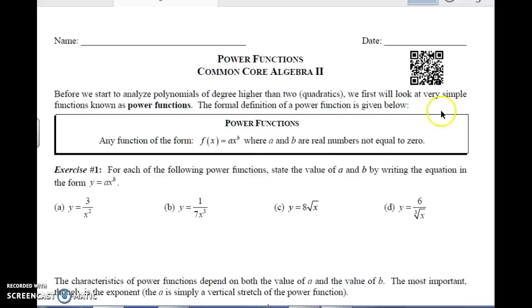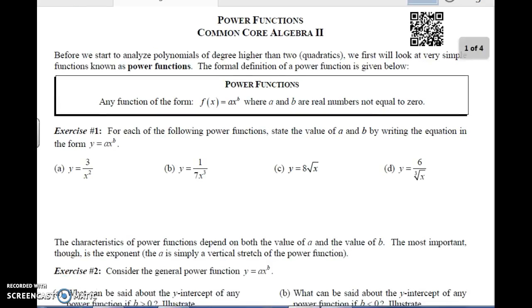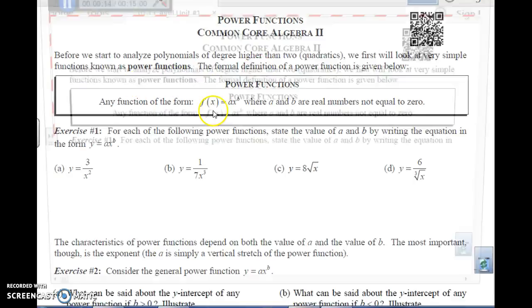This is Algebra 2, Unit 10, Lesson 1 on power functions. Before we start to analyze polynomials of degree higher than 2, which are quadratics, we will look at very simple functions known as power functions. So let's look at the formal definition.